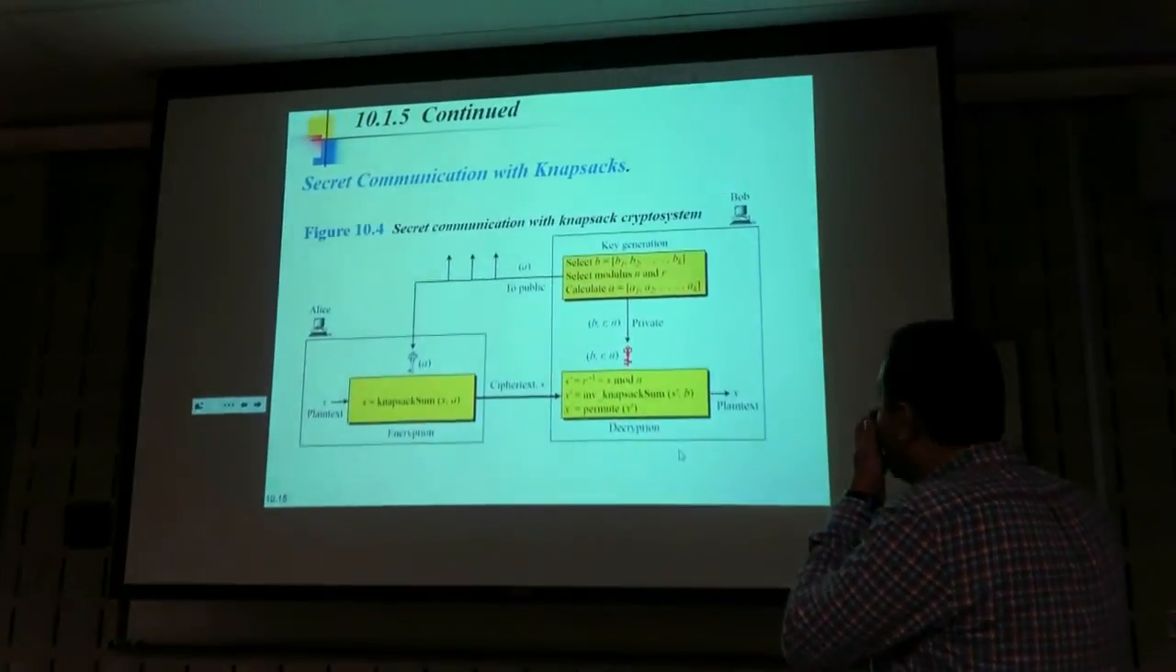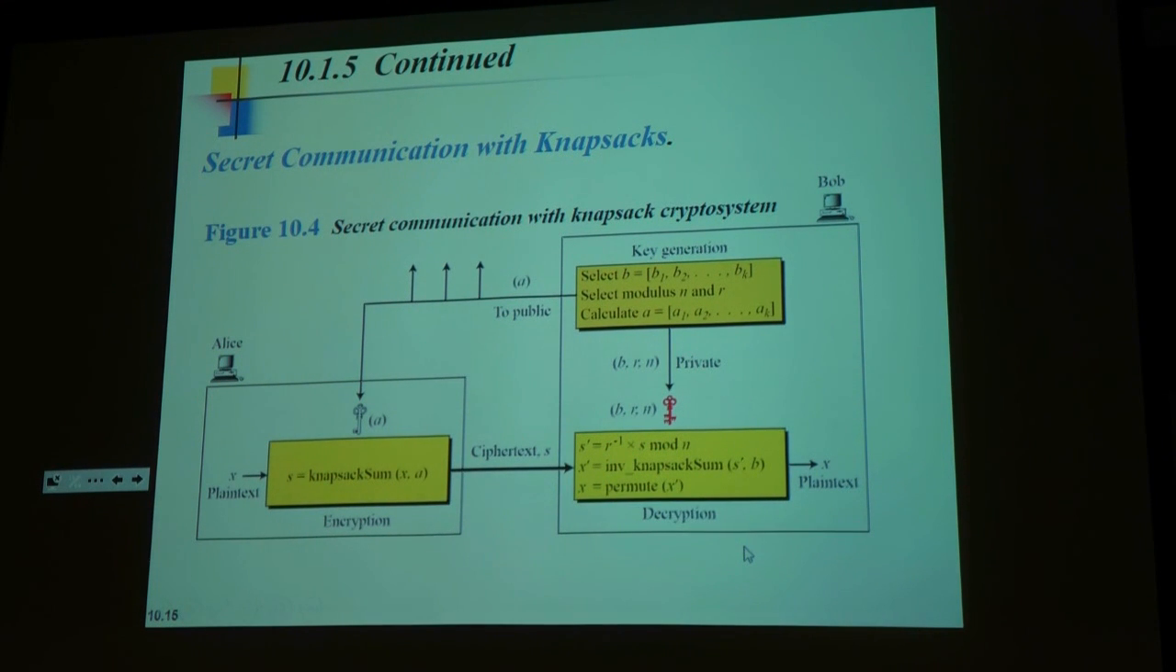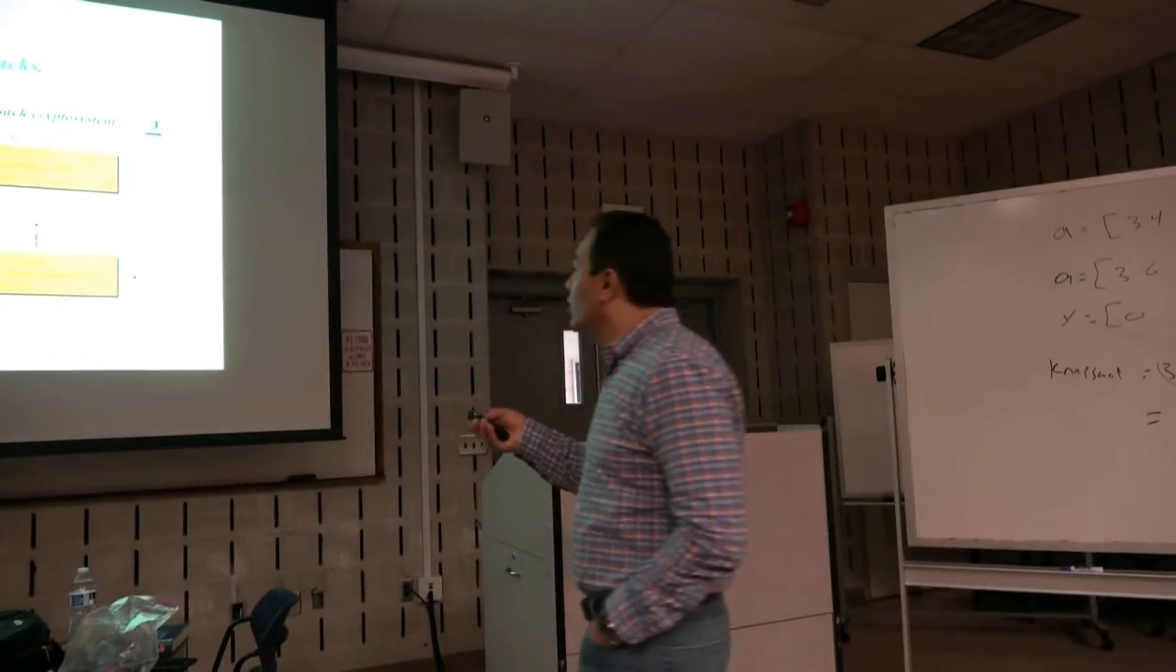Okay? So again, any algorithm is like that. The first thing we start with is the key generation. So in here we have to select B, which is B1, B2, up to Bk. Select B. Okay? Then select modulus N and R. Then calculate A. Alright? Then the private key is 3 elements, which are B, R, and N. The public key will be A. So A, you share with everyone, and these you keep as private.